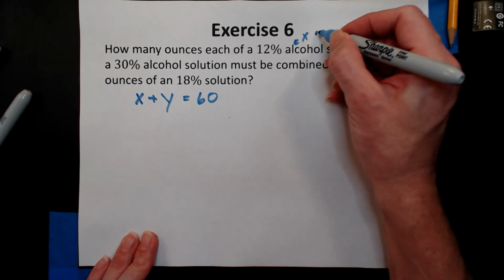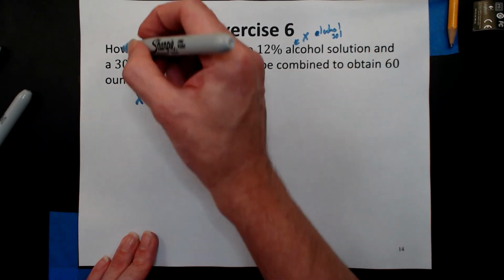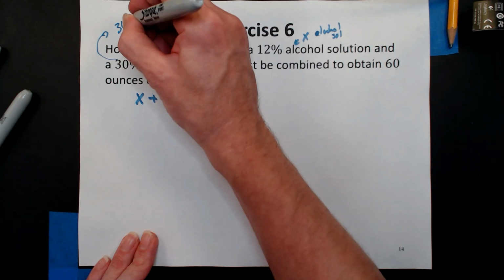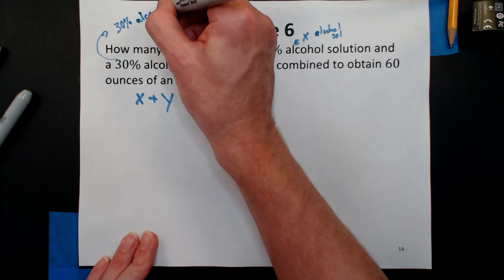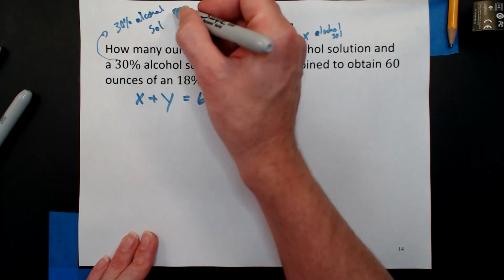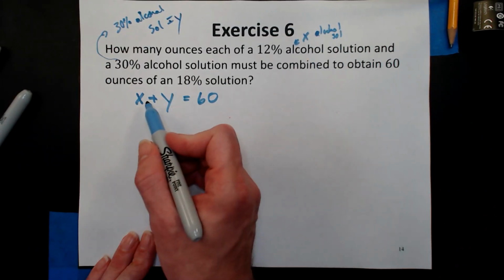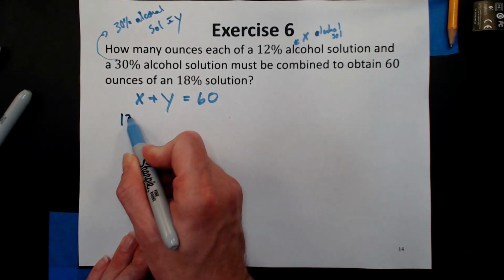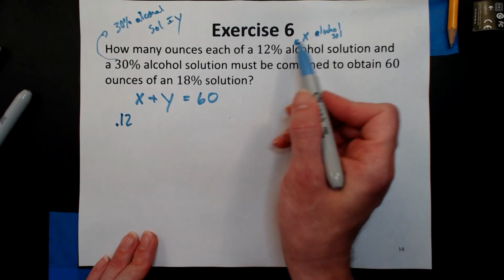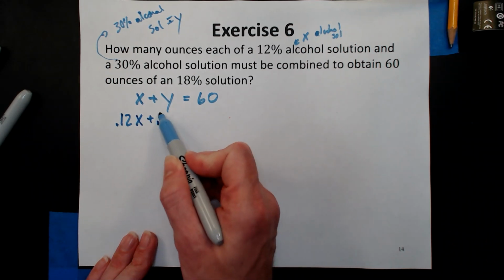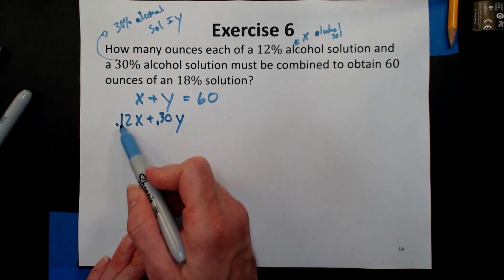And of that, let's say that my 12% solution is my x alcohol solution, and then my 30% alcohol solution is going to be equal to y. That's going to be my y. So I'm going to say over here for my 12%, well, I have x ounces of them, so I'm going to say 0.12 times x plus 0.30y, because this is my x solution, my y solution.